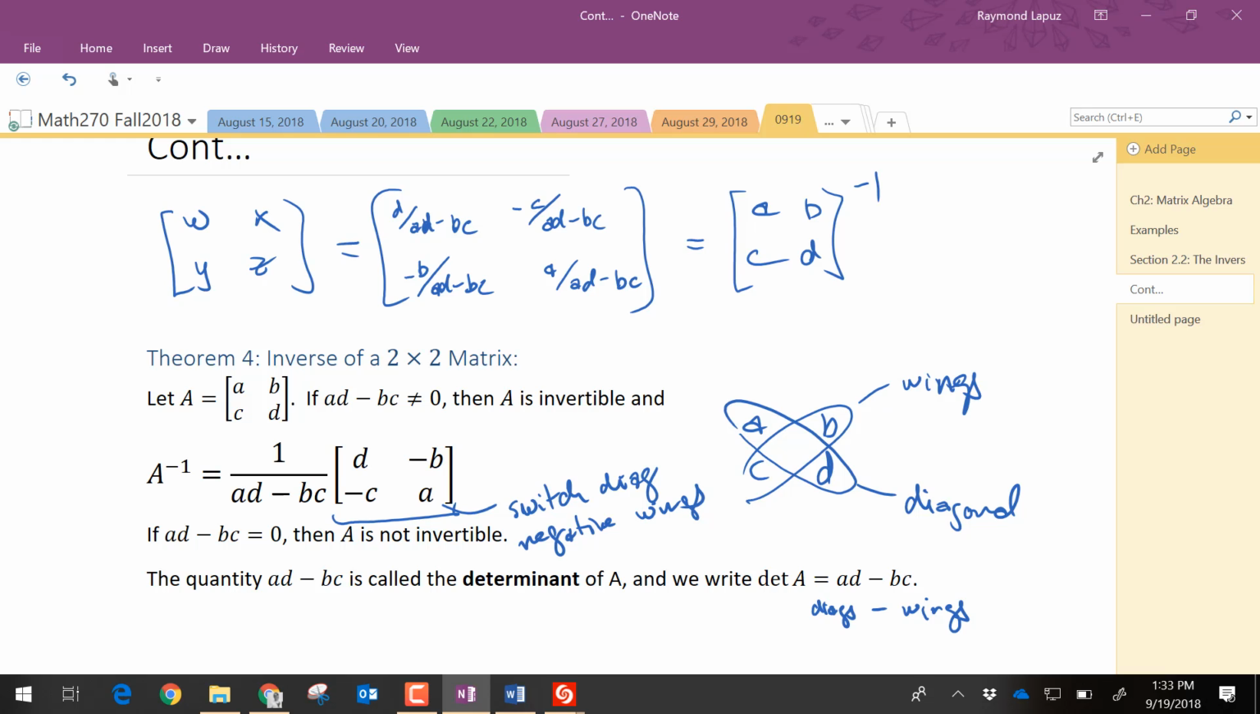And so when I say, I was saying earlier that you can't divide by a matrix. Are we dividing by a matrix here? The determinant AD minus BC is a scalar. So it's okay to divide by a scalar, except when the scalar is equal to 0, right? And so if the determinant is equal to 0, then the matrix is singular.